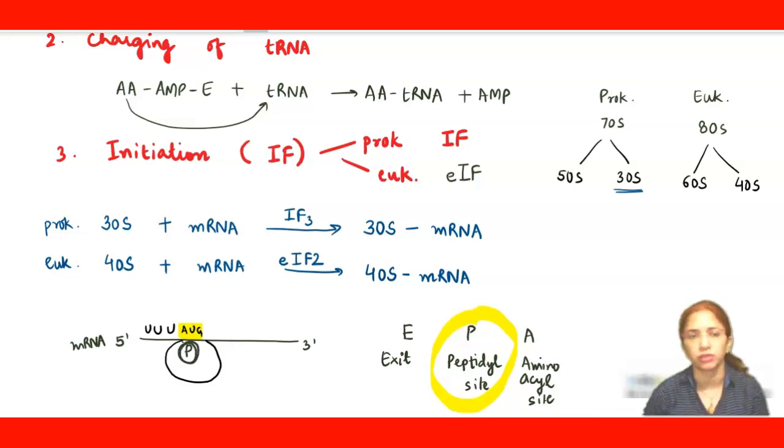This is very important. So once the smaller subunit gets attached to messenger RNA, the messenger RNA is positioned in such a way that the initiation codon, which is AUG generally, or it could be GUG in some of the prokaryotic cases, will be positioned close to the peptidyl site of the ribosome. Okay, once this is done, then the next step will happen.